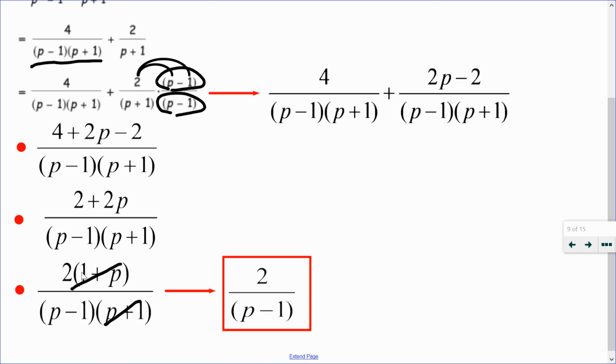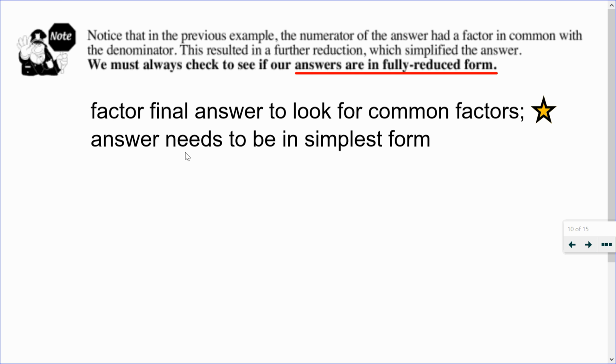So this is a perfect example of why you have to factor so that you can put it into lowest terms. Okay, so final answer, always look for common factors, and your answer always needs to be in simplest form, and factored form is simplest form.